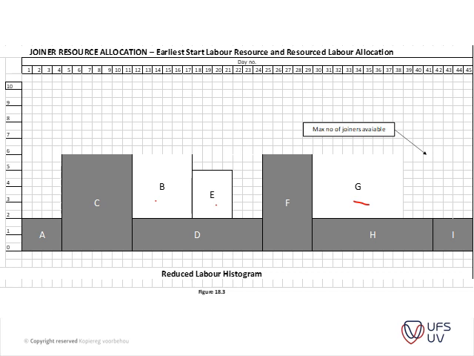So basically, instead of having B on top and E and G staggered here, they could move these items to a later stage and actually level out the peak demand. So you can see the peak demand now is within the 6 laborers per day. Okay, so does that make sense?